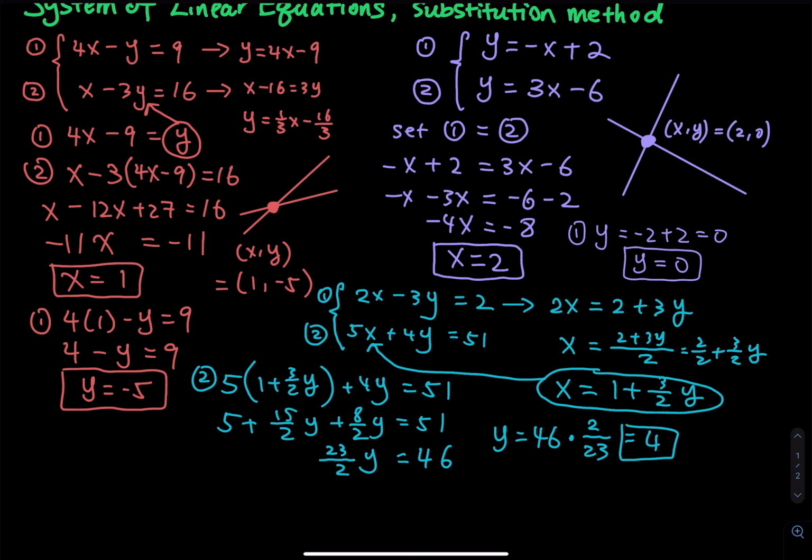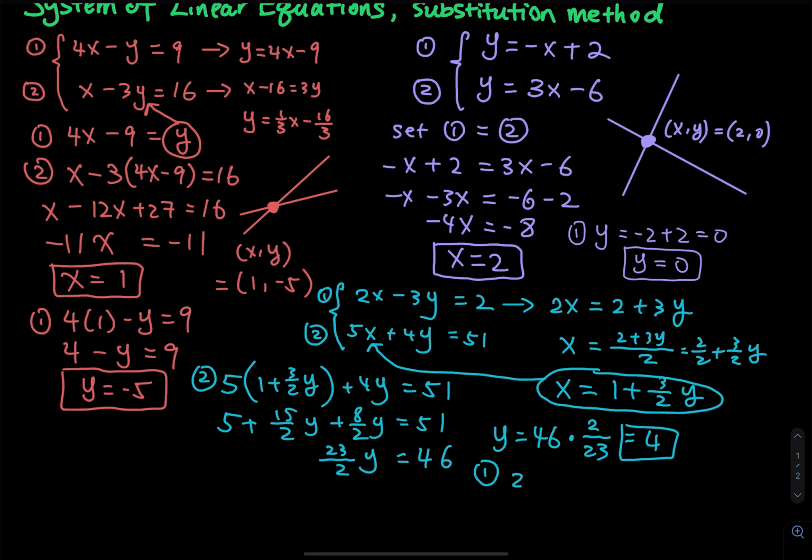You plug it into either equation. So let's plug it into number 1. You have 2 times 4 minus 3y equals 2. So 2 times 4 is 8. 2 minus 8. Oh, you have y. I plug it into x. Okay. Let me step back.